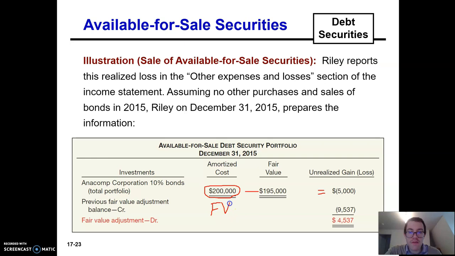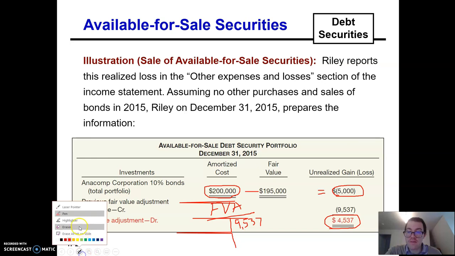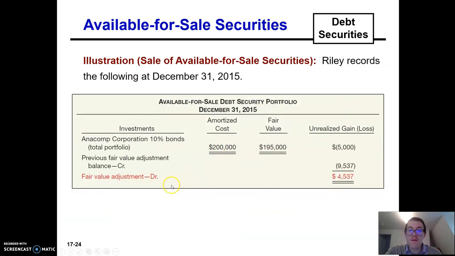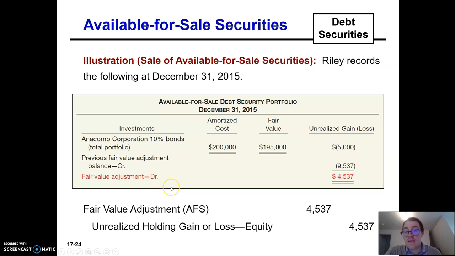So here's what I'm talking about with the FVA account. Remember, it previously had this credit balance of $9,537. And now it needs to have a credit balance of $5,000. So you actually need to debit it for $4,537 in order to end up where you want to end up, which is you want it to have a balance of $5,000 on the credit side. Okay? So that's actually the answer. And I think that's enough for this video.